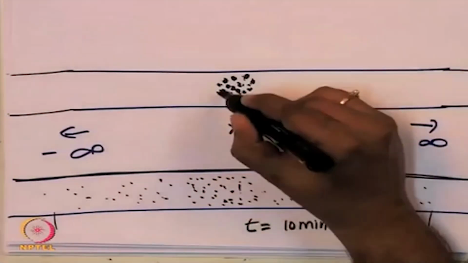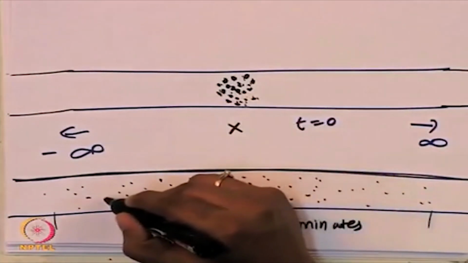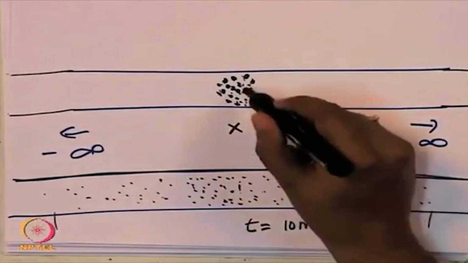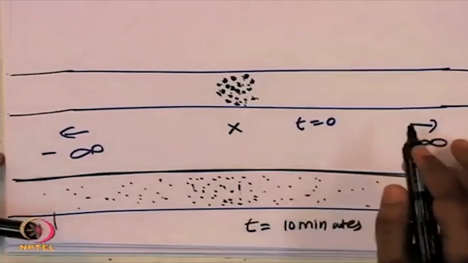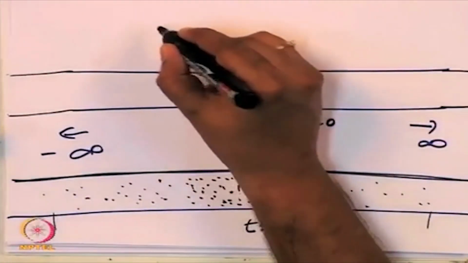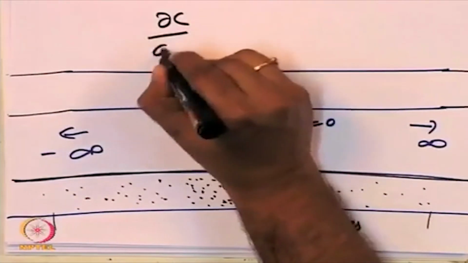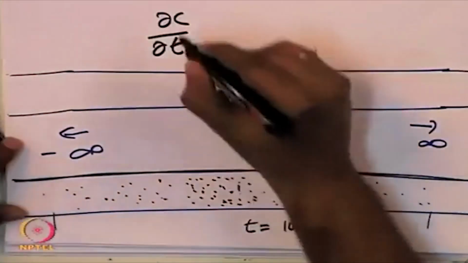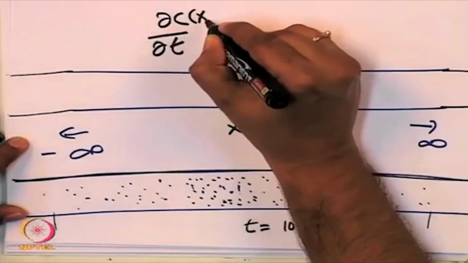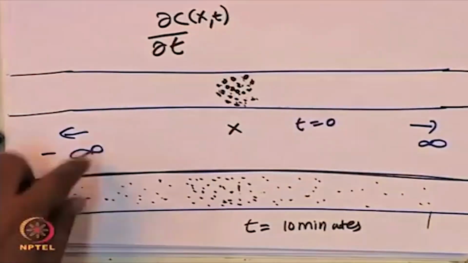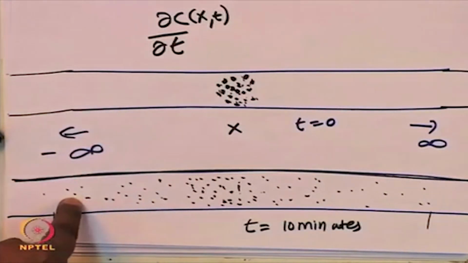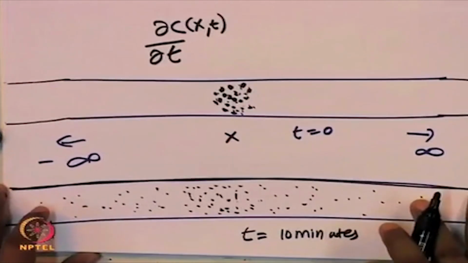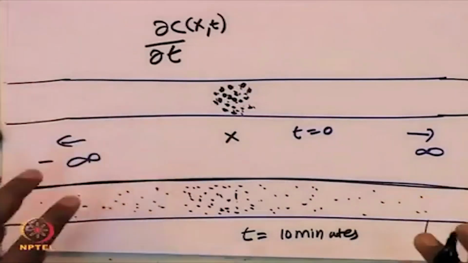If you look at a particular molecule, that molecule might have reached somewhere here, or some other molecule might have reached somewhere here. So, the diffusion equation that we said tells you how the concentration changes with time. So, del C by del t, how does the concentration at any point x at any time t change with time. If you look at the concentration here, it was 0 at t equal to 0, after 10 minutes it became non-zero. So, how does this concentration change? That is what this diffusion equation tells you.